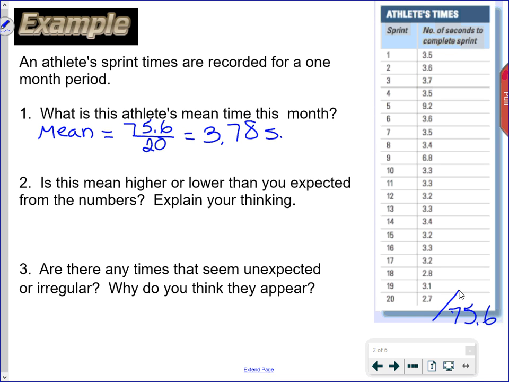For number 3, are there any times that seem unexpected or irregular? When I look at the data, a couple of points definitely stand out: 9.2 seconds and 6.8 seconds. Those two definitely stand out because most of the other times are in the 3-second range. So 9.2 and 6.8 seconds are too high compared to the rest of the data.